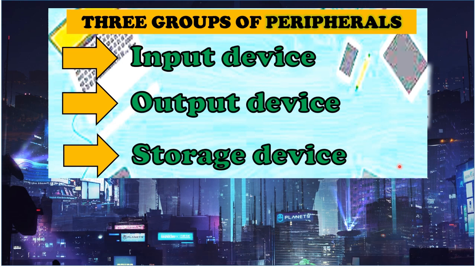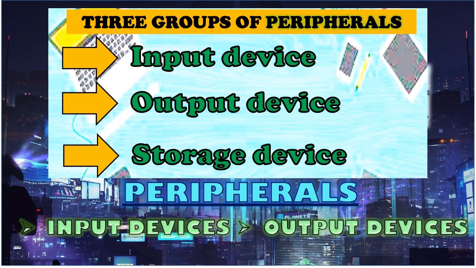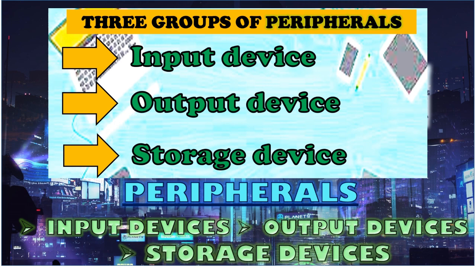Now, in this video, we will be discussing peripherals. What is peripheral? Peripheral devices are hardware components that are connected to a computer and expand its capabilities. They are commonly divided into three categories. We have the input devices, the output devices, and the storage devices.